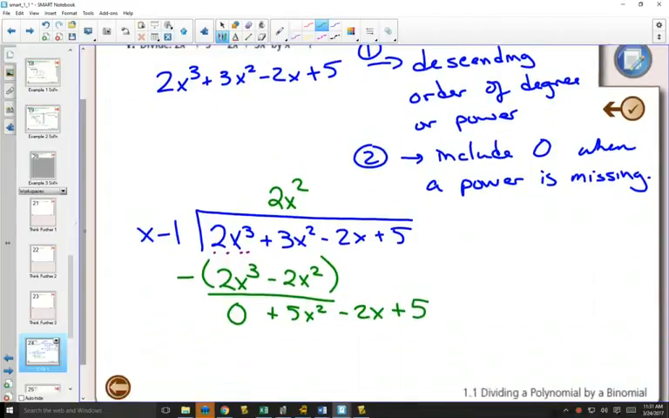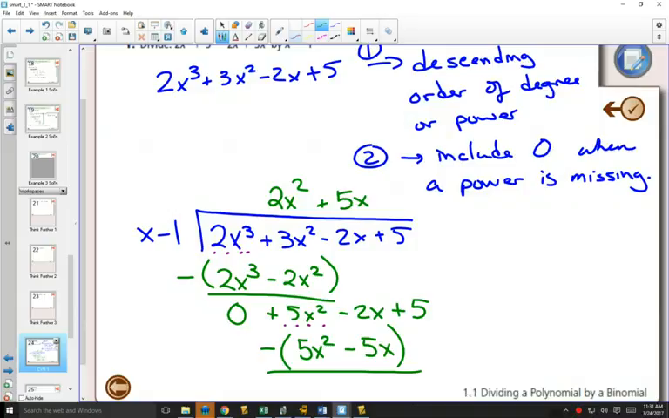So now we can underdot line the 5x squared. What would I have to multiply x minus 1 by to get 5x squared? Right, a 5x. I'd write that above my x's. 5x times x, sure enough, 5x squared. 5x times the minus 1, minus 5x. Subtract. 5x squared minus 5x squared, perfect, it's 0. Negative 2x minus a negative 5x is plus 3x. Bring down the 5.